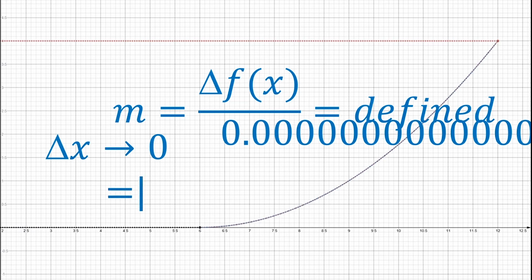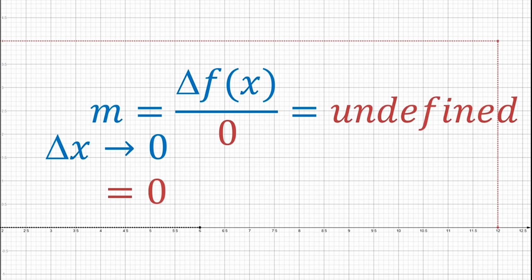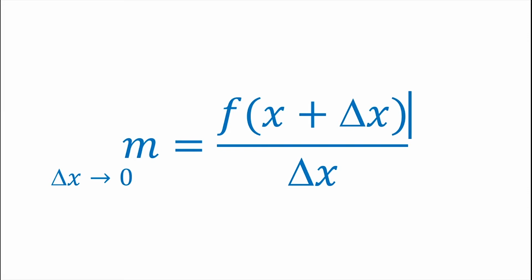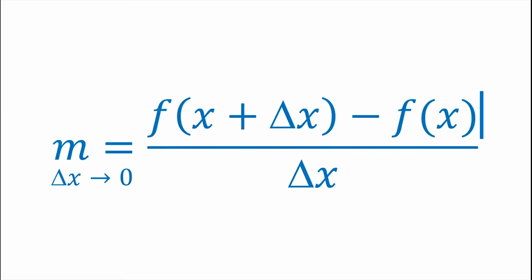We say almost because if delta x is exactly 0, it will be undefined. If we write down the slope with this concept, along with putting y2 equals f of x plus delta x, and y1 equals f of x, we get the following. Remember, we can't plug in 0 for delta x, but with the help of calculus, we can say it differently: instead of delta x being very close to 0 but not exactly 0, we can denote the slope as delta x approaching 0.